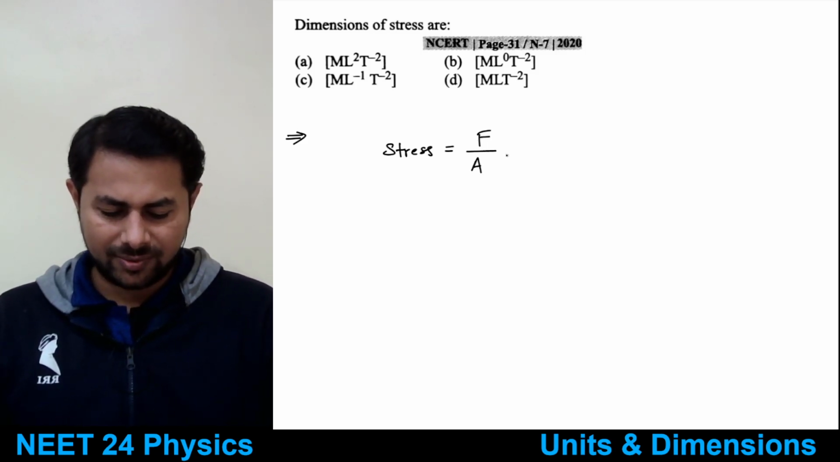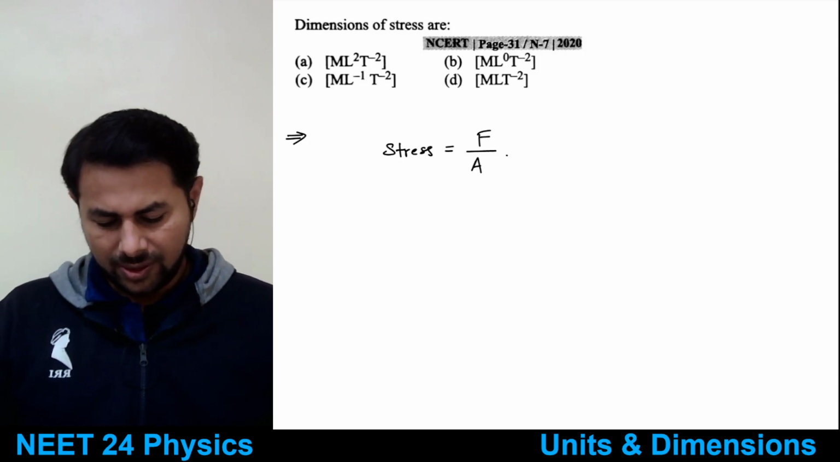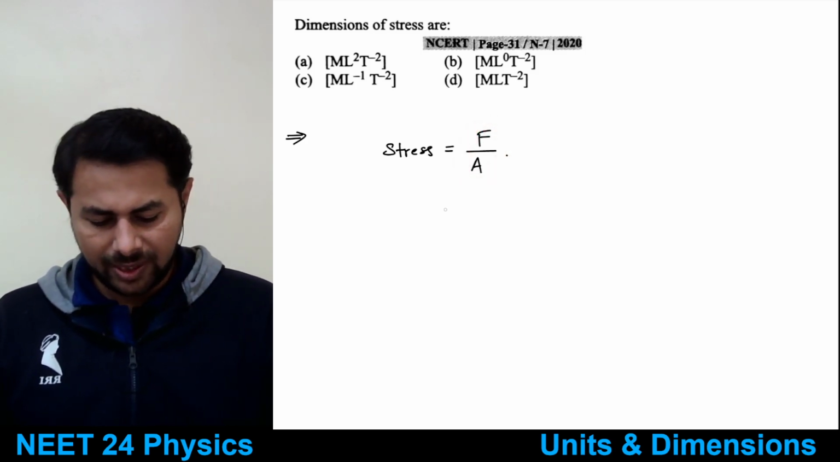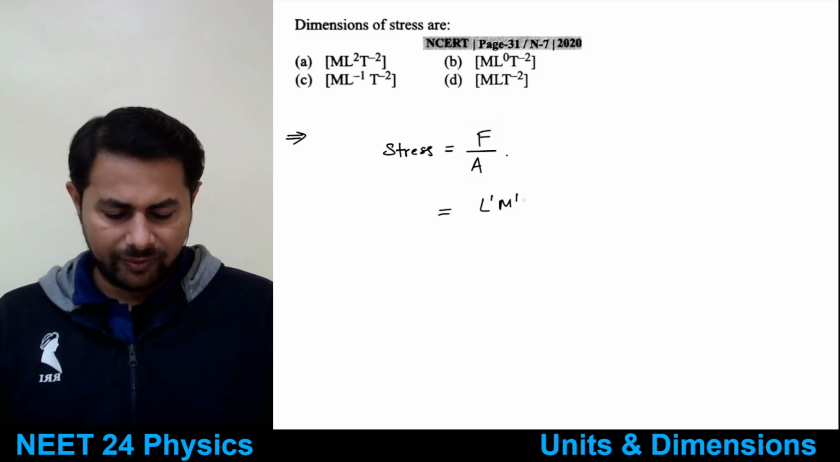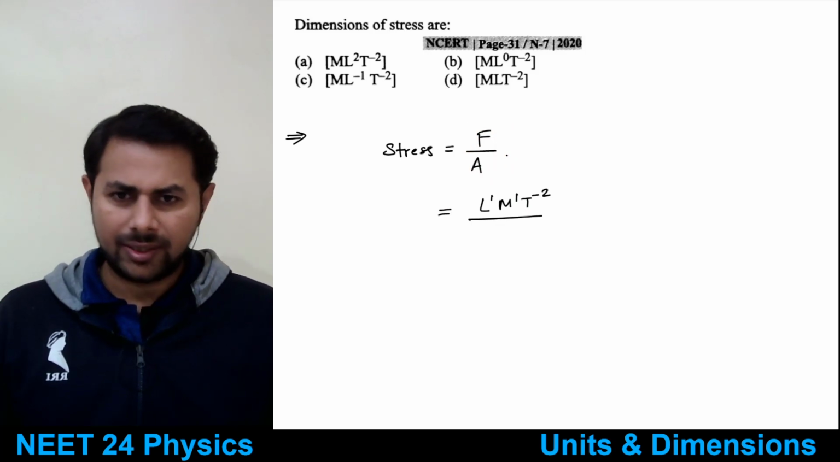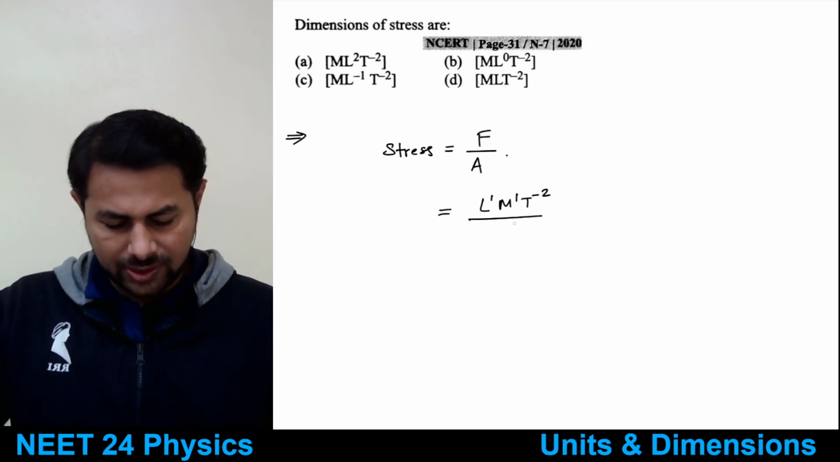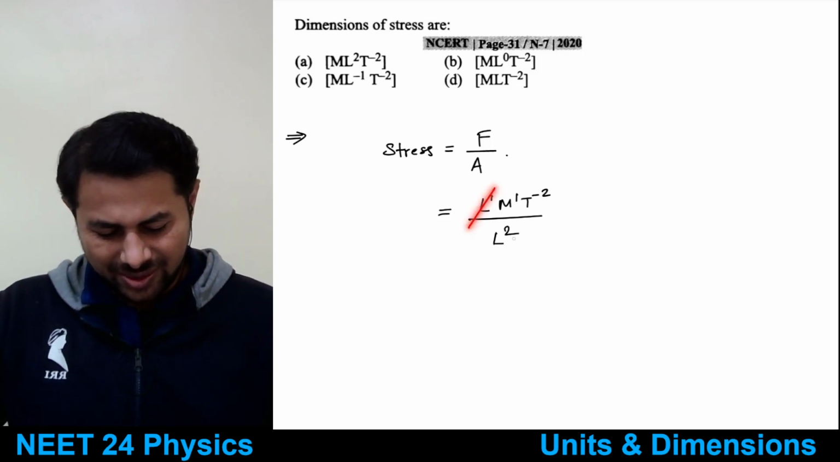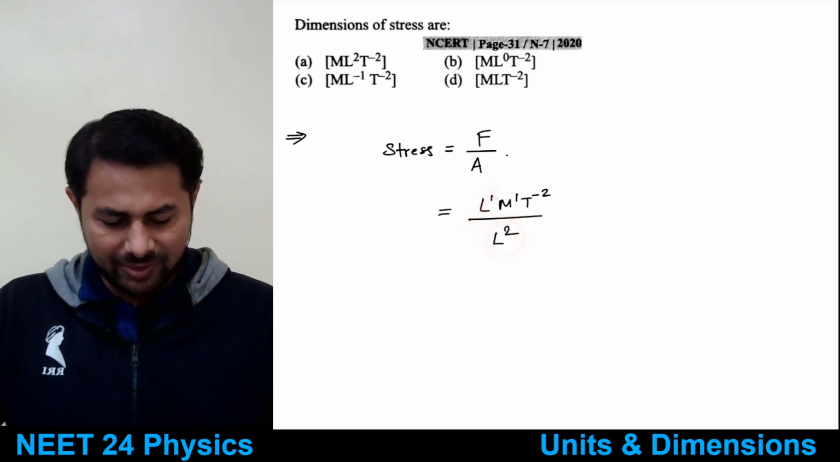Force by area, right? So what are the dimensions? Dimensions of force divided by dimensions of area. So it is L1 m1 t minus 2 divided by dimensions of area, right? Stress is force by area. So area is L to the power 2. Take this thing, it will get cancelled out, right?